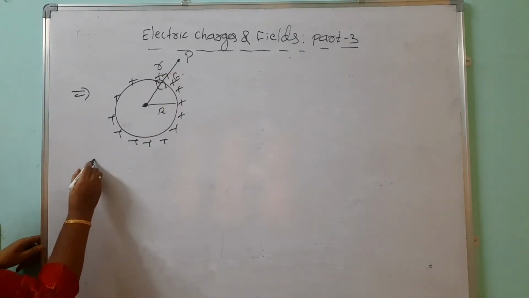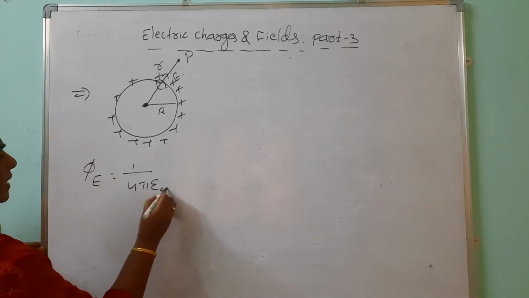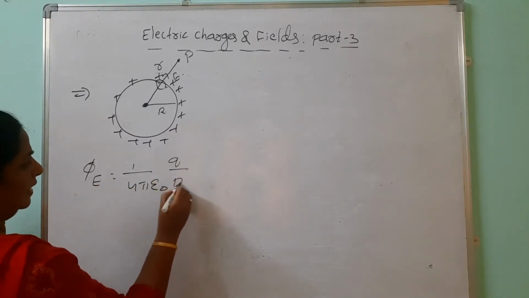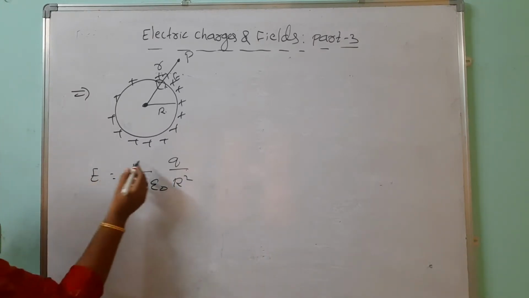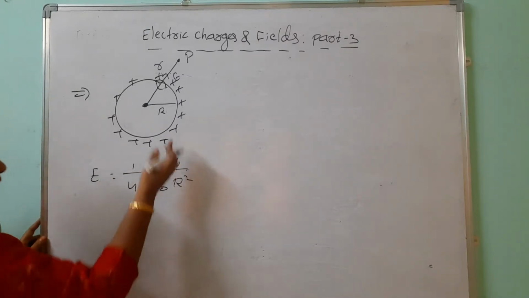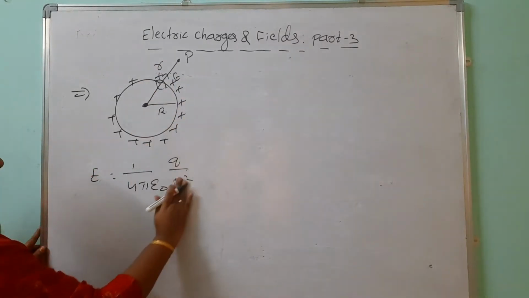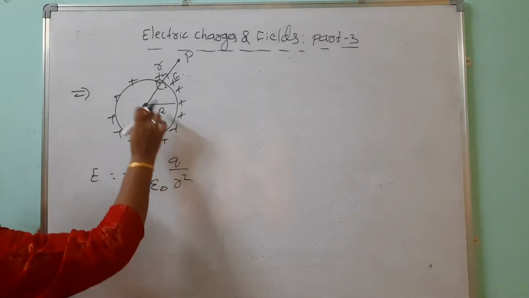So in this case, phi E equals 1 by 4 pi epsilon naught Q by R square. Same thing, sorry, not electric flux, intensity E equals 1 by 4 pi epsilon naught Q by R square, the general formula. But here we should explain in terms of capital R and small r, where R is the radius of the sphere.